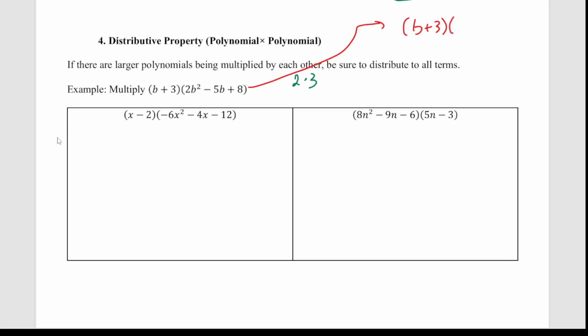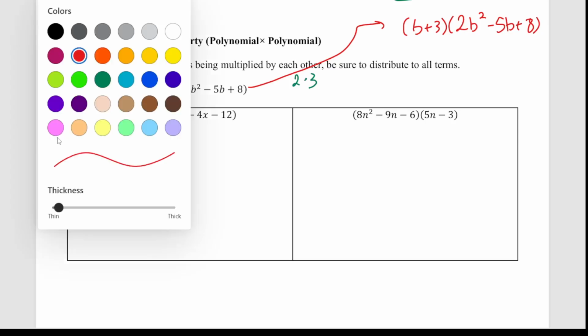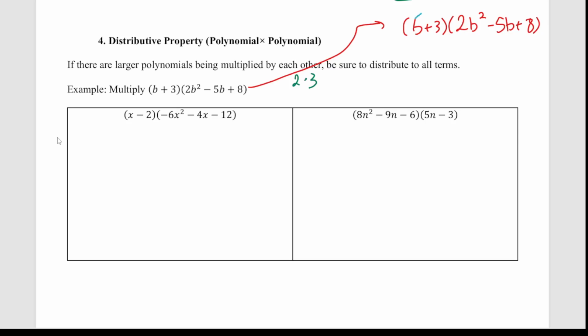So if I have b plus 3 times 2b squared minus 5b plus 8, the way that I'm going to do this is I'm going to completely FOIL out all the terms, and I'll know I did it right because I'll have 6 terms there at the end. So if I do b times 2b squared, that will give me 2b to the third. b times negative 5b will give us negative 10b squared. b times 8 is going to give us plus 8b.